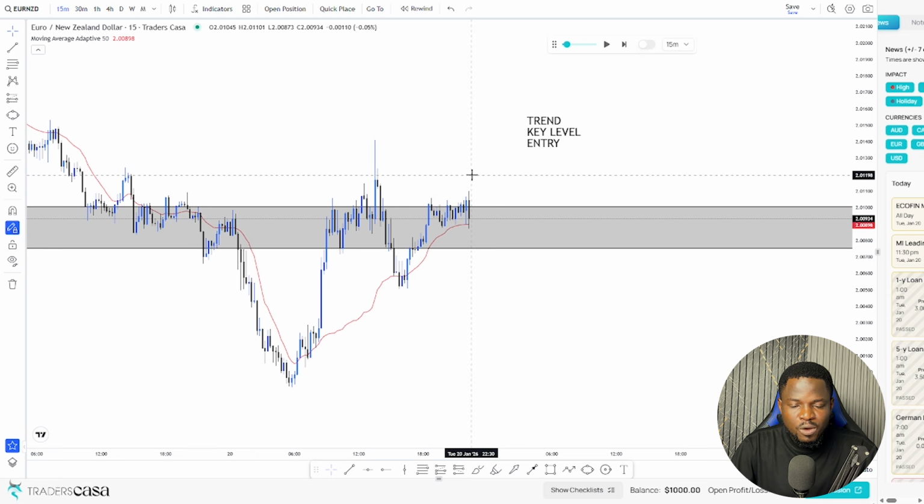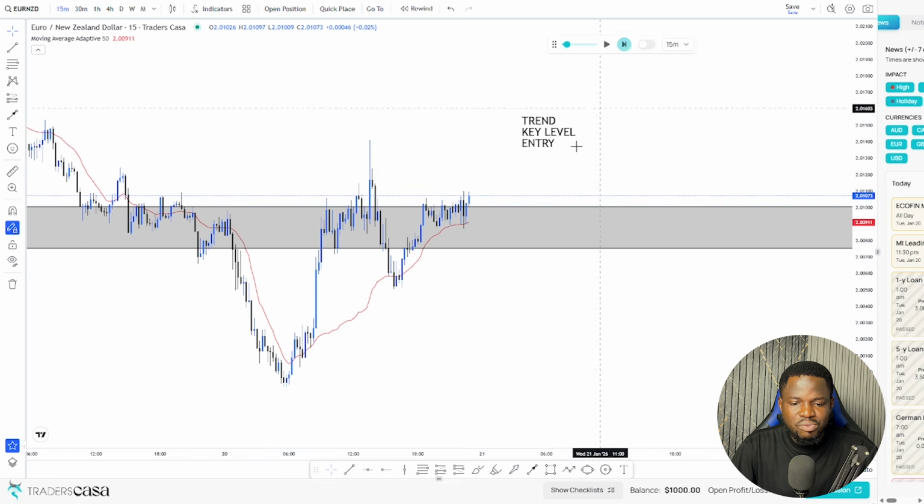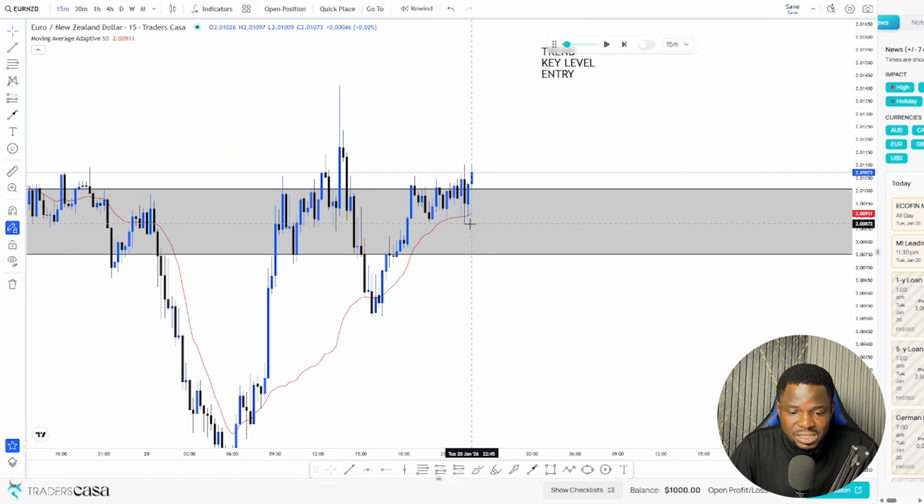And to confirm my entry, I need to wait for two 15-minute bearish candlesticks to break below this 50 EMA to the downside before I execute my position. Let me play the candlesticks. You can see that the price is still retesting the 50 EMA. It tested around this zone and price went to the upper side.